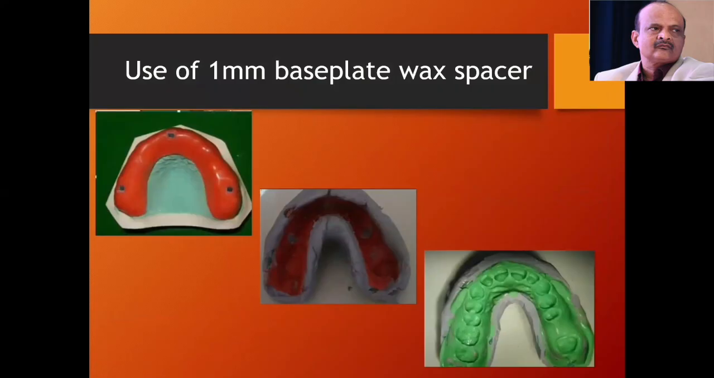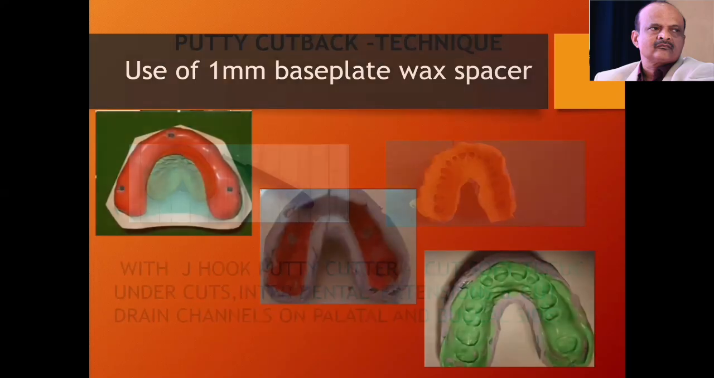You make a loader putty and you make an impression on the cast itself. And this is how the putty with the wax spacer appears. You take out this wax and then you inject a light body into the tray and go ahead and make a good impression. This will ensure a uniform 1 millimeter of light body material, more evenly distributed, for accuracy.